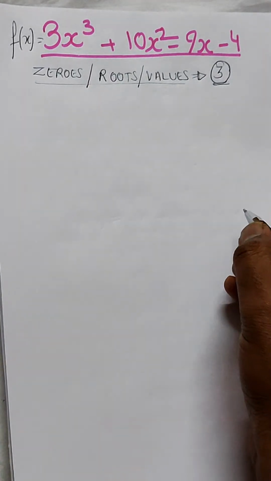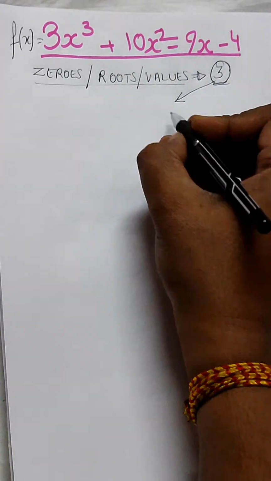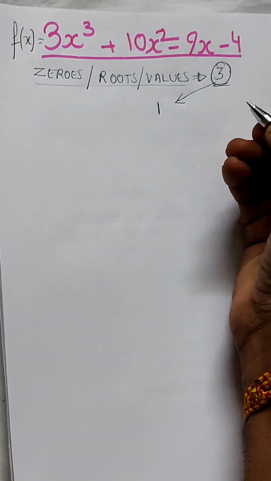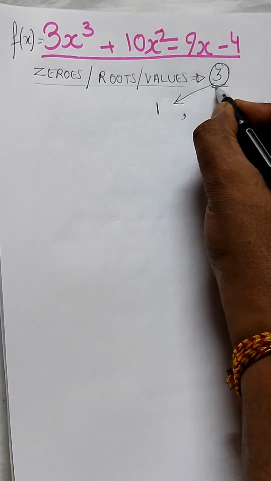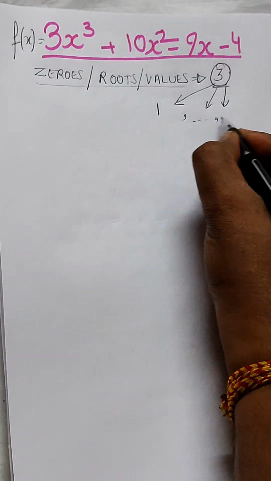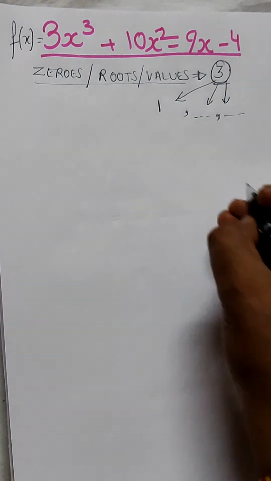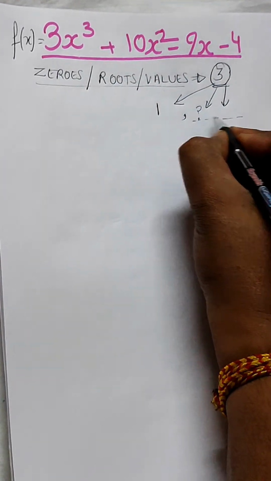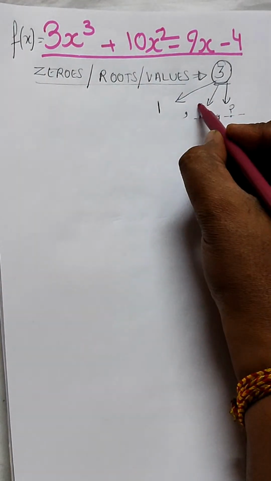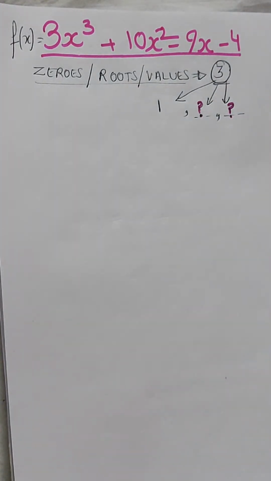And out of these 3 zeros, if one of the zeros is 1, then you need to calculate the second and third zeros. These need to be calculated. You need to find them out. I am putting a question mark over here, right?